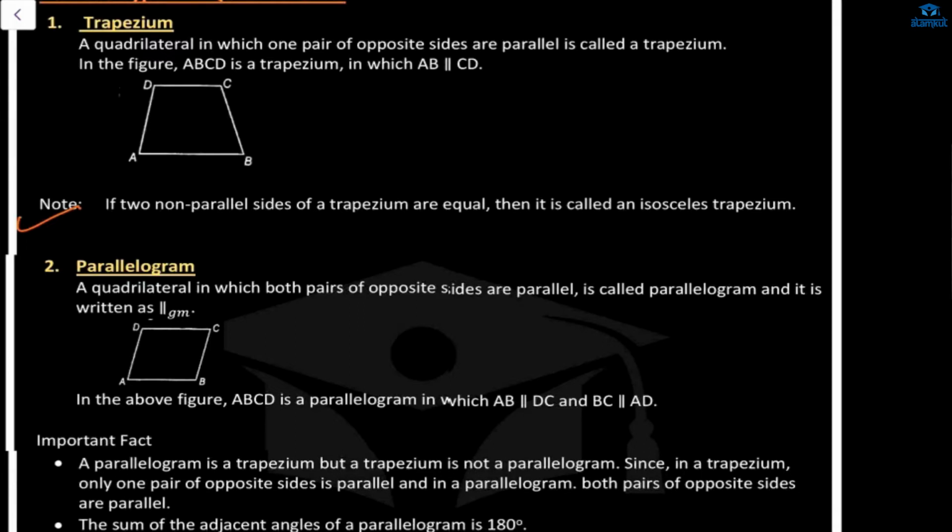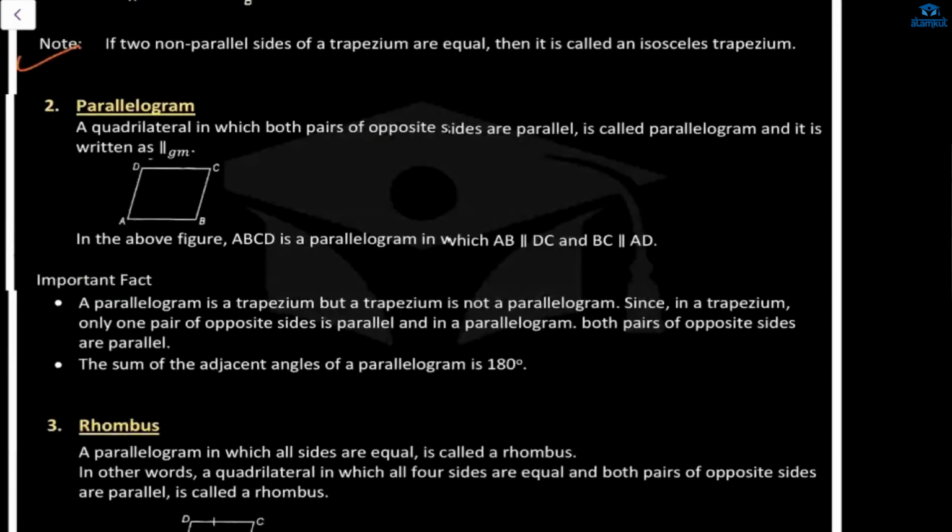Now parallelogram. The difference between a parallelogram and a trapezium is that in a parallelogram, two pairs of opposite sides are there, and they are both parallel. A quadrilateral in which both pairs of opposite sides are parallel is called a parallelogram. If only one pair is parallel, then it is a trapezium. So what we conclude is that all parallelograms are trapeziums. Yes or no? All parallelograms can be treated as a trapezium, because in a trapezium one pair has to be parallel, but it is not said that the second pair cannot be parallel.